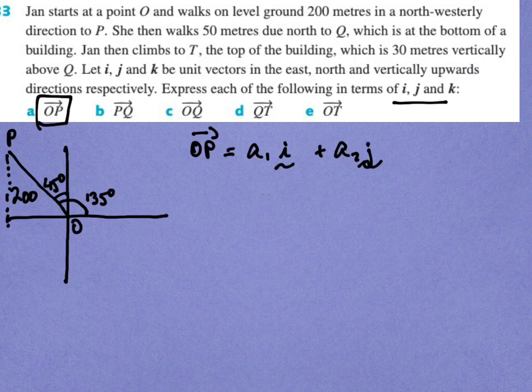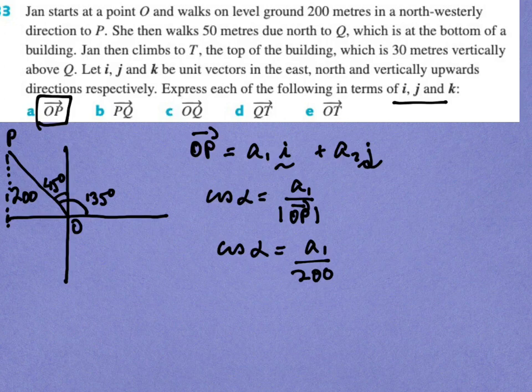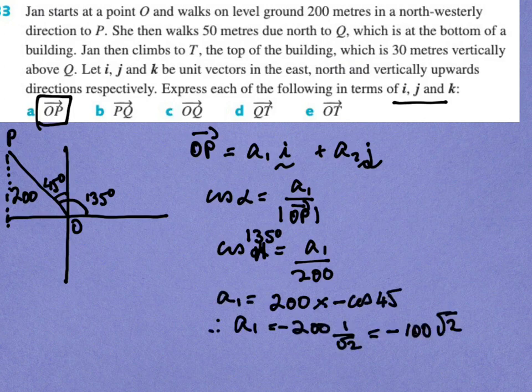Now what we do know is that cos alpha is equal to a1 over the magnitude of OP, isn't it? Okay, so from there we get this. We know the magnitude, so cos alpha is equal to a1 over 200, because that is the magnitude of the vector given in the question. And by the way, alpha I should have put in 135 degrees instead. And by rearranging and understanding that cos 135 is the same as negative cos 45, I can say that a1 is equal to minus 100 root 2. I wanted to rationalise the denominator here.